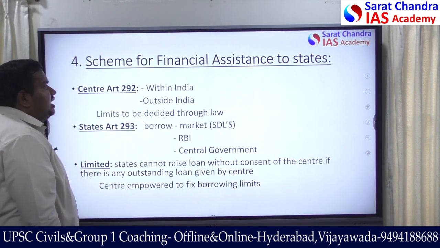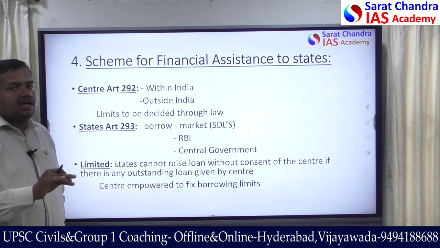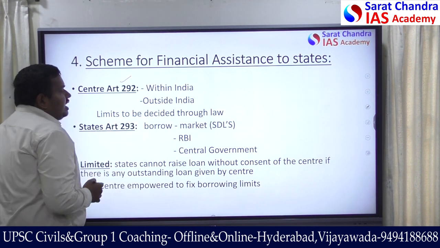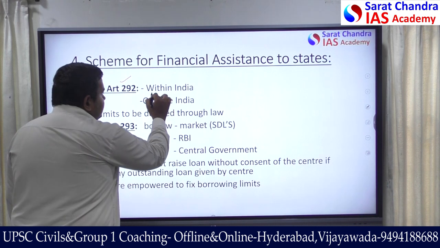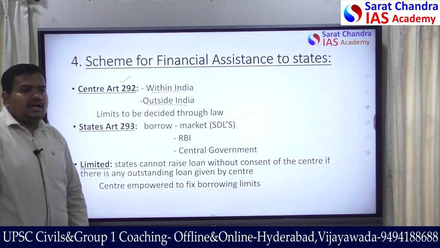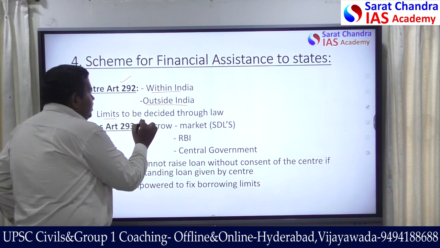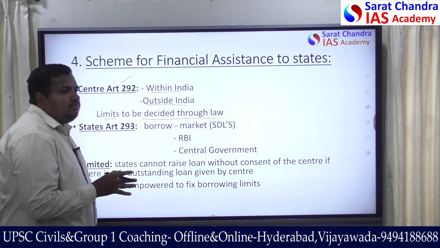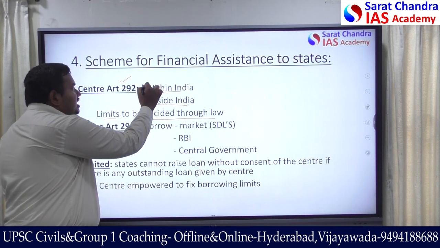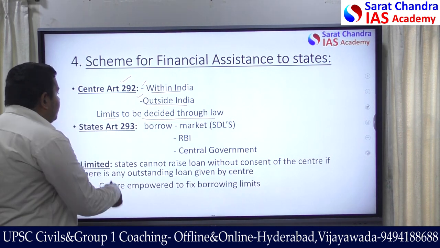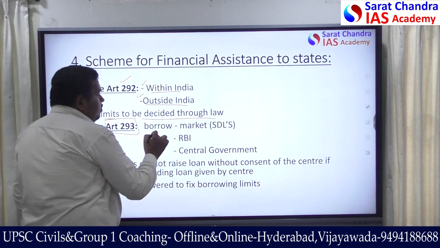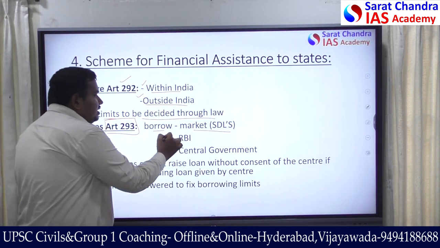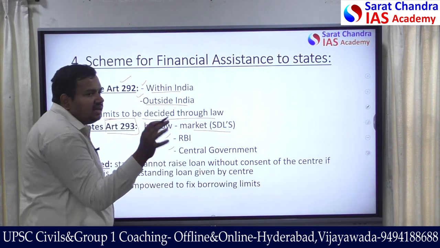Next initiative, scheme for financial assistance to states. Generally, what are the provisions with respect to loans of both the center and states? For the center, the article is Article 292. Under this, the center can borrow both within India and outside India, and the limit can be decided only through a law, like FRBM. What about states under Article 293? They can borrow from the market, I already told you about STL, and dated securities. Similarly, they can borrow from RBI and also from the central government.